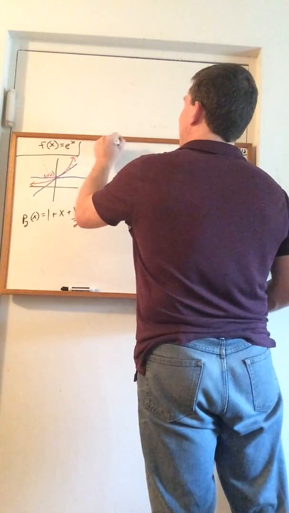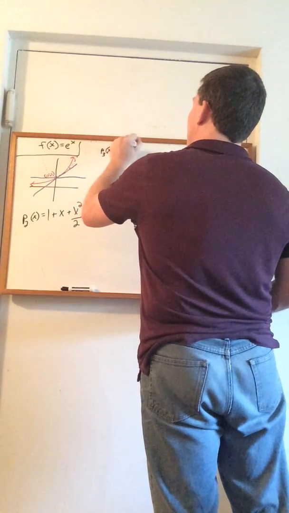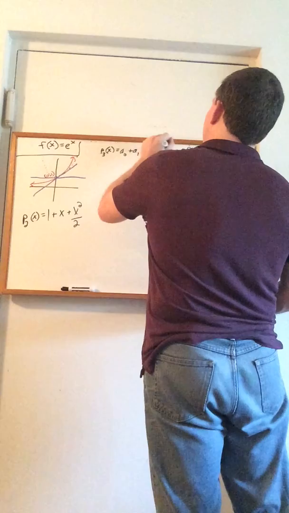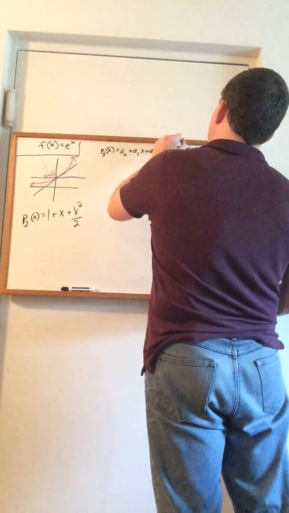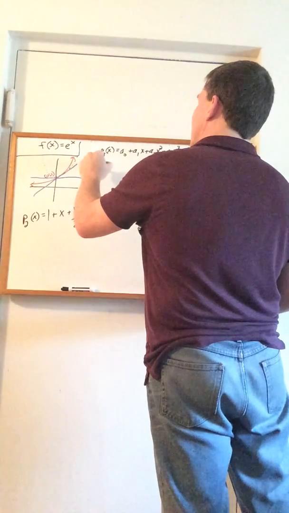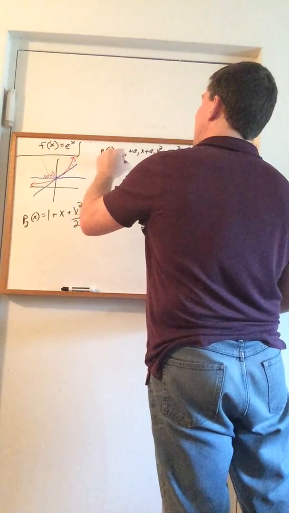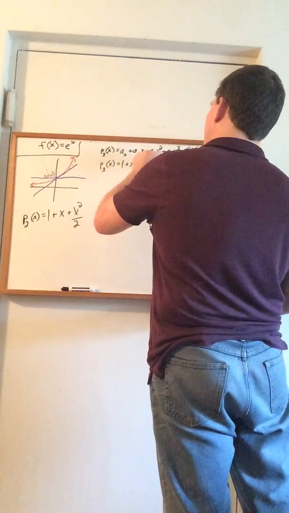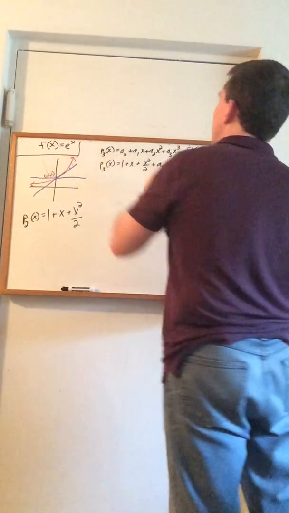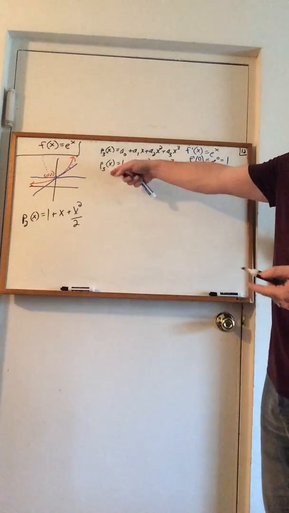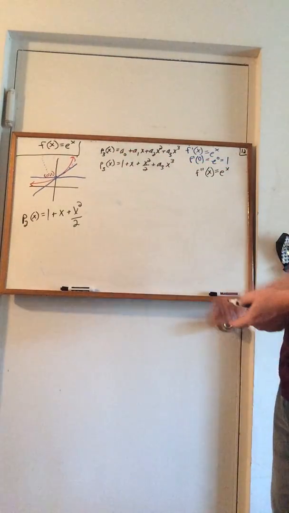P sub 3 of x will be a sub 0 plus a sub 1x plus a sub 2x squared plus a sub 3x cubed. I already have values for the first three a's. So p sub 3 of x is 1 plus x squared over 2 plus a sub 3x cubed. How am I going to find that? Well, since it's the third polynomial p, I'm going to use the third derivative.